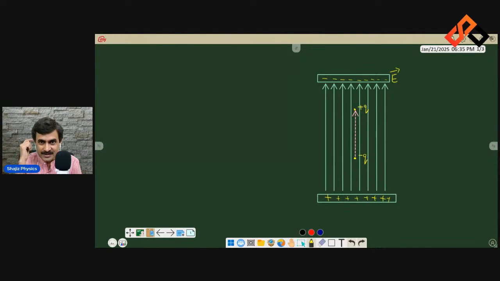unlike in the case of an electric field. In the case of electric field, we draw the electric field line starting from a positive plate or positive charge and terminating on a negative charge. That is the character of an electric field line. And an electric field line is defined like that also. It is the path along which a unit positive charge would move if it is free to do so.